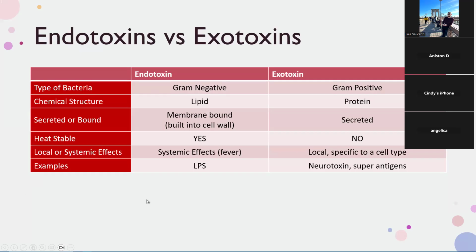Quickly, endotoxins versus exotoxins. This is in your notes, but you might get asked questions about the difference between an exotoxin and an endotoxin. One of these might be on the case study if you haven't done it already. The biggest things to tell them apart: which is in gram negative versus gram positive, which is a lipid versus a protein, which are heat stable, and then primarily which one causes local or systemic effects.